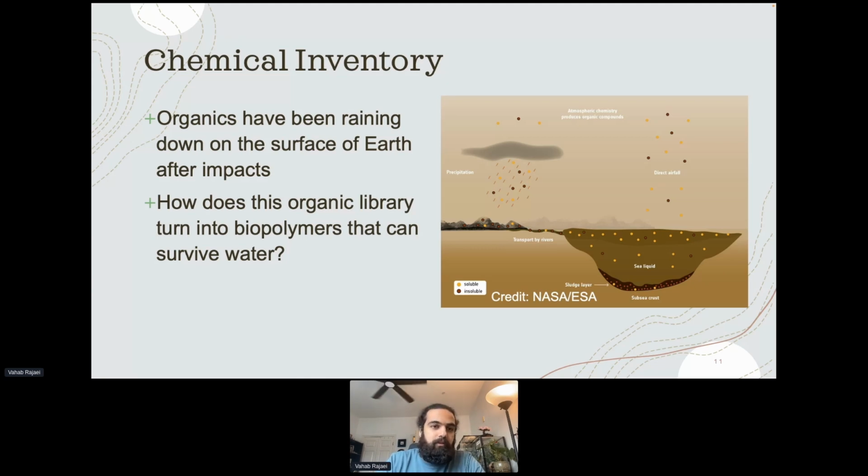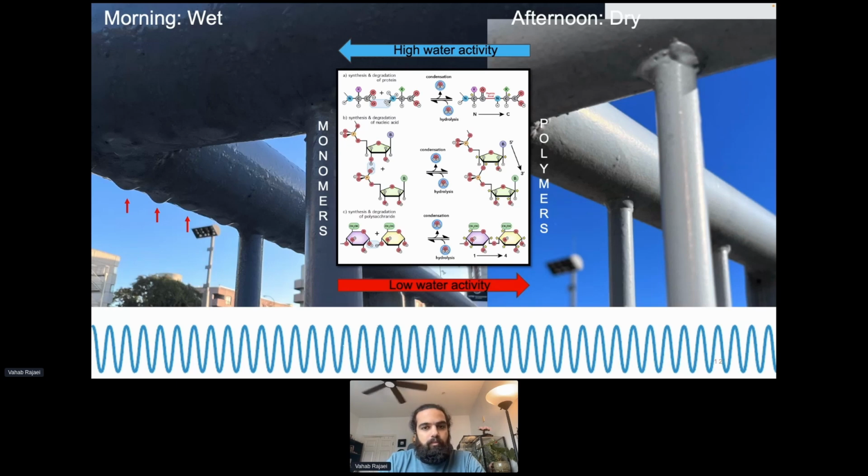But essentially, on the early Earth, these organic molecules would have been raining down onto the surfaces. And somehow these organic molecules and this chemical inventory would have turned into life. And again, those that needed to survive turned into biopolymers, which were able to survive in that water environment. So how can we do this experimentally? I've talked a little bit about the balance between high water activity and low water activity and how it drives the formation of monomers or polymers, respectively.